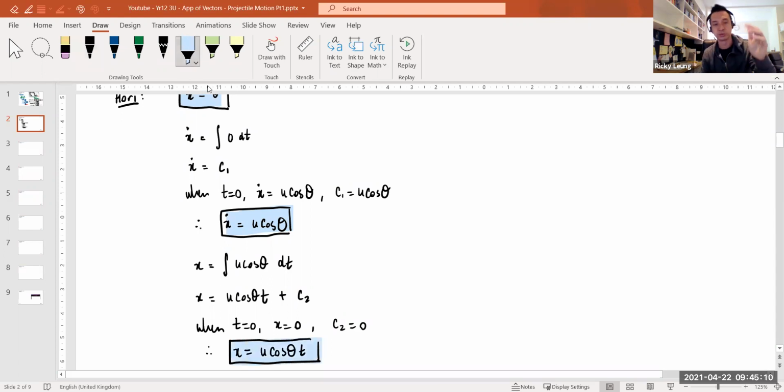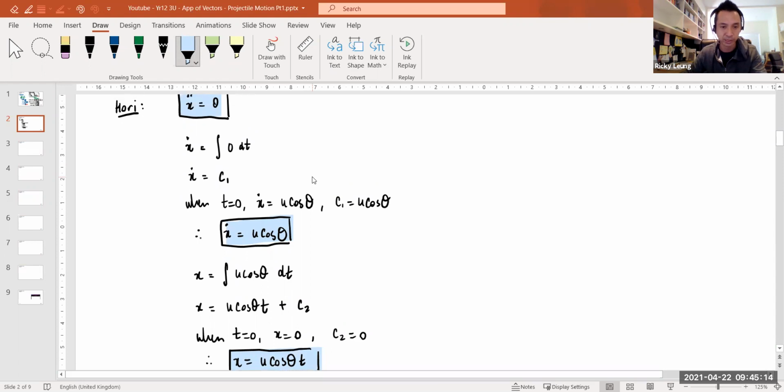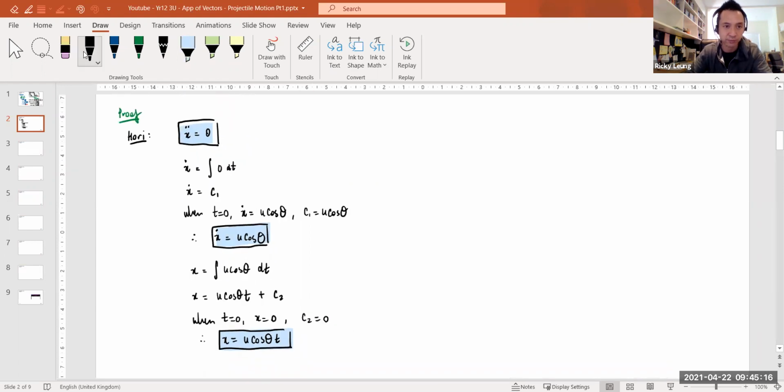Just integrating two constants, integrating 0 and then integrating another constant. That's pretty easy, right? So vertically, we follow the same concept of just integrating twice, but when it's vertical, it's a bit more complicated because of the initial acceleration being negative gravity.